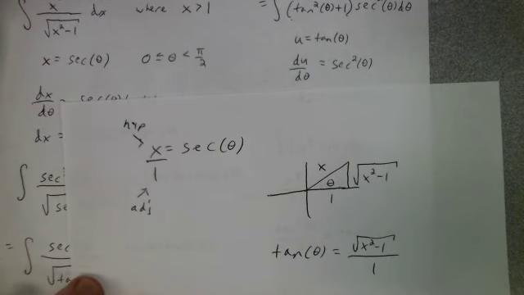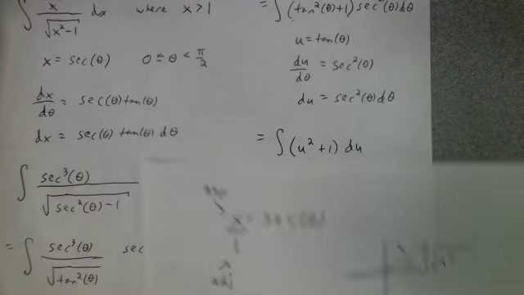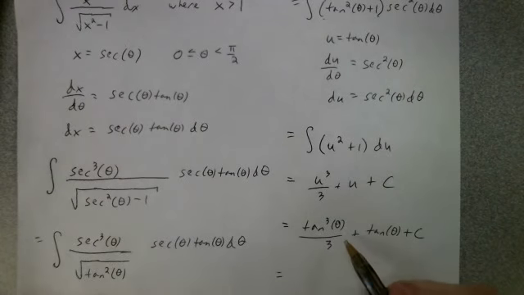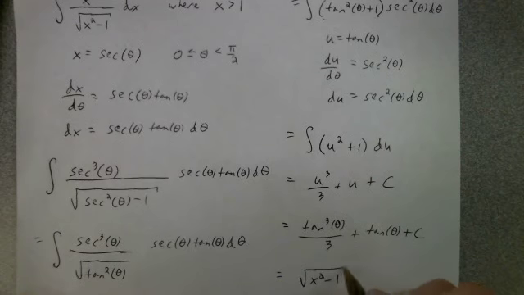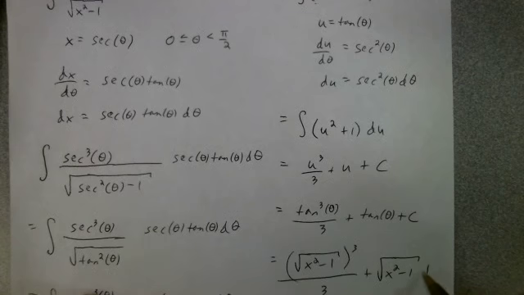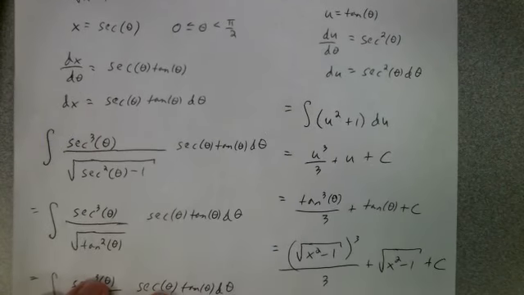All right. So, back to our problem. We're replacing tangent with root x squared minus 1. Well, it's supposed to be cubed, so we're going to cube that. Put it all over 3. Plus root x squared minus 1 plus c. And we're done.